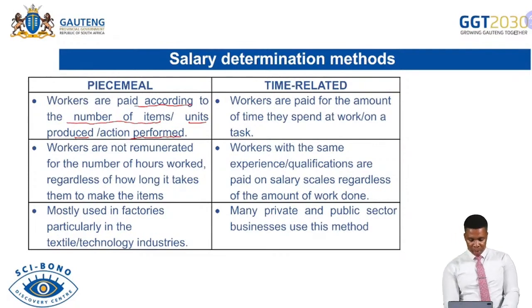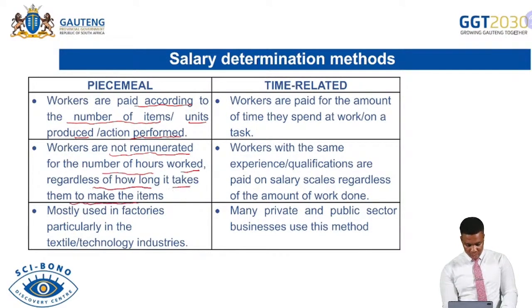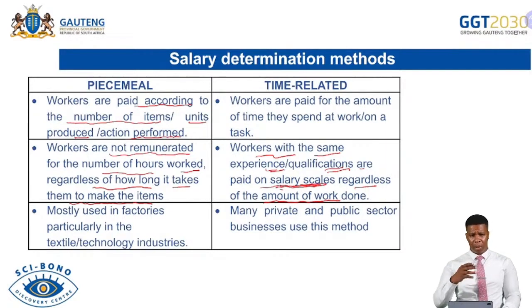And then as we proceed, piecemeal workers are not remunerated, meaning they are not paid for the number of hours worked, regardless of how long it takes them to make the item. But with time related, workers with the same experience or qualifications are paid on the salary scale, regardless of the amount of work done. And then with time related, they will be paid because of the experience and qualification. We don't look into the action performed here. We just look into the issue of time to say they are paid according to a salary scale using hours that they have covered for that particular month or week. But with piecemeal, they are not remunerated for the number of hours.